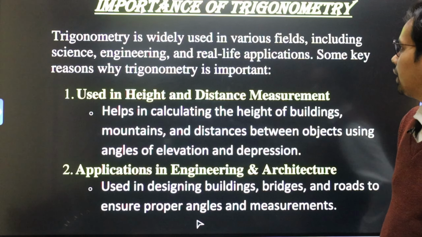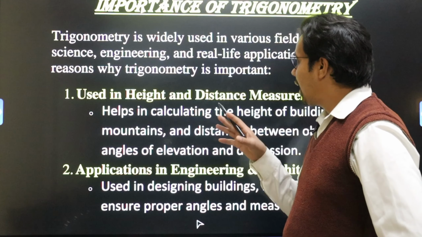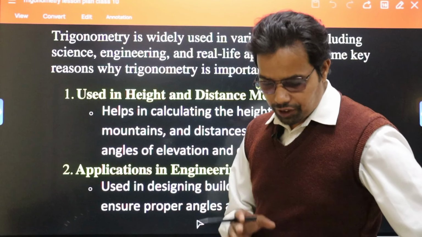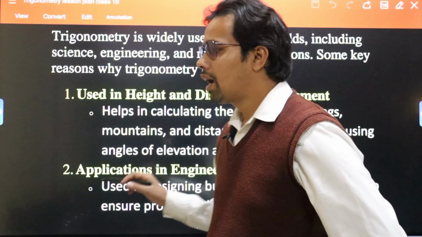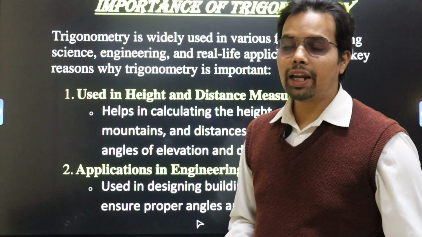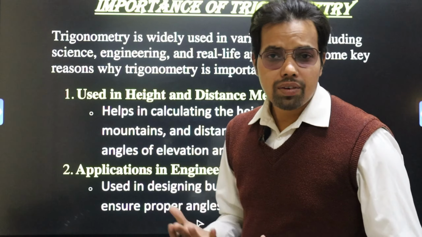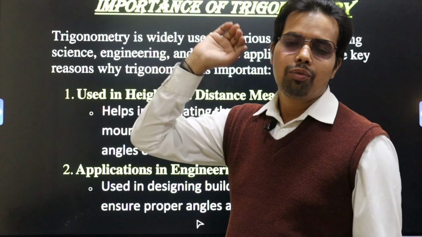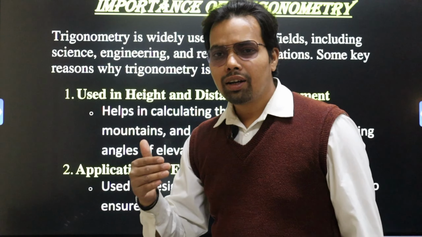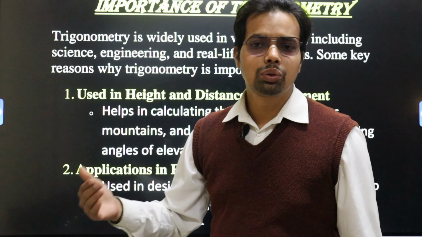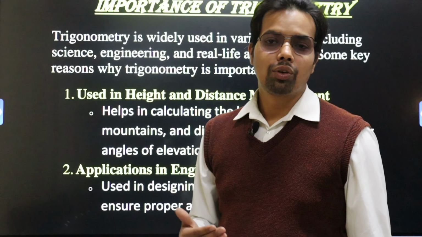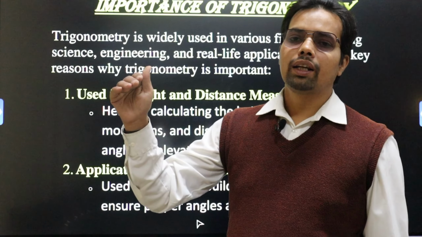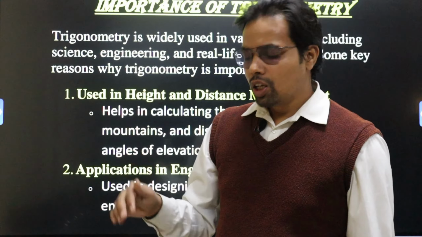Trigonometry is widely used in various fields including science, engineering, and real life applications. Some of the examples are here. First of all, used in height and distance. The first thing is that you can find the height of any building, tree, tower, etc. You can find the height of the tower, which is very high actually, by only observing the distance from the foot of the tower to yourself and the angle with the floor. And it is very easy to find out the angle made with the top of the building to your horizontal eyesight. Used in height and distance.